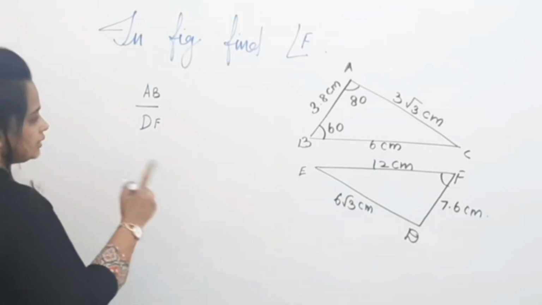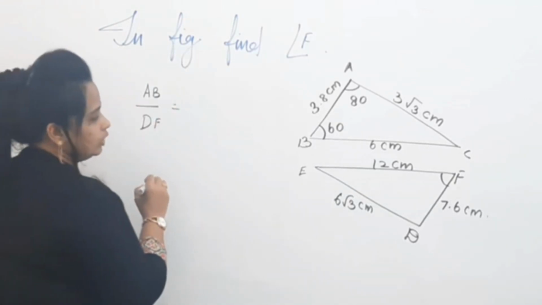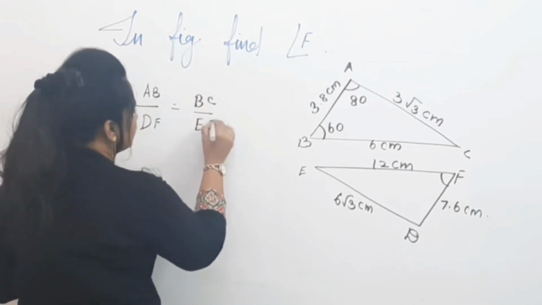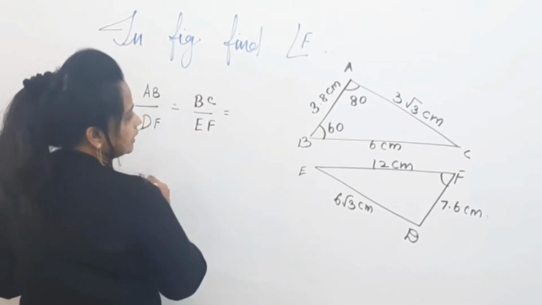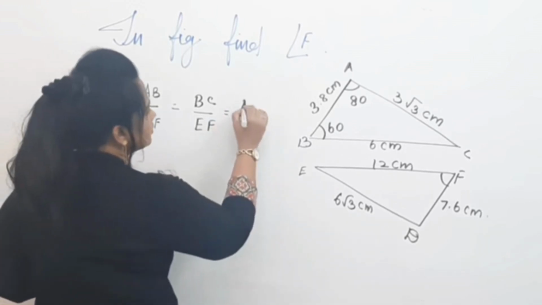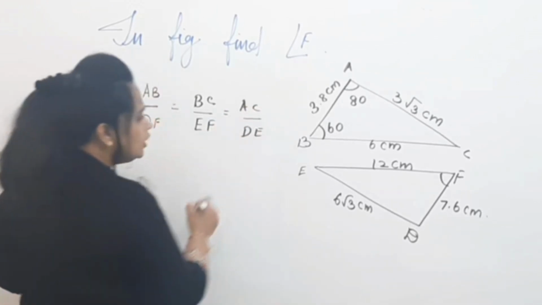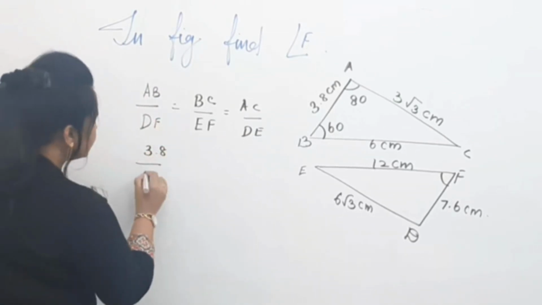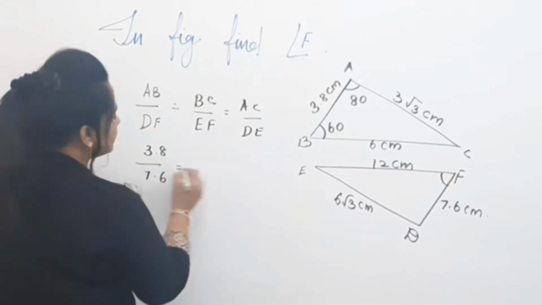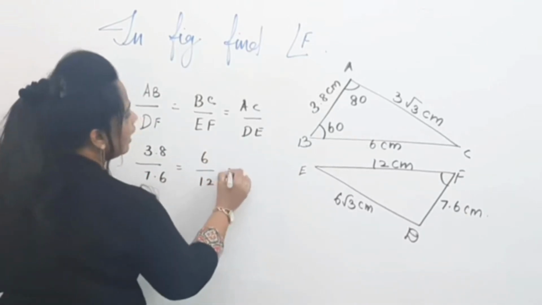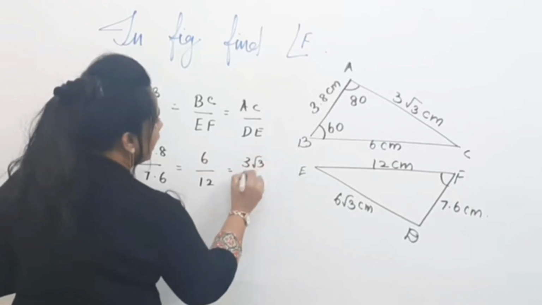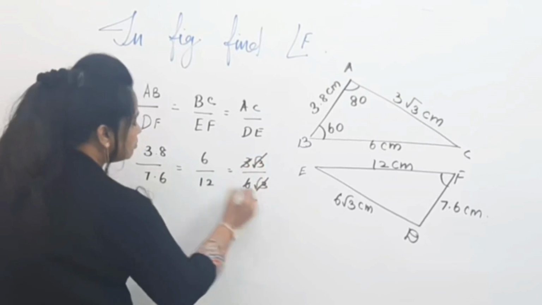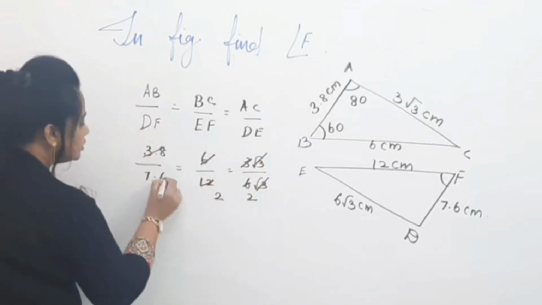Now, AB divided by DF will be equal to BC divided by EF, which is equal to AC divided by DE. So let me go and check it. What is my AB? AB is 3.8 and DF is 7.6, BC is 6 and EF is 12, and AC is 3 root 3 and DE is 6 root 3. Now root 3 gets cancelled. This becomes 2, and this becomes 2, and this becomes 2.